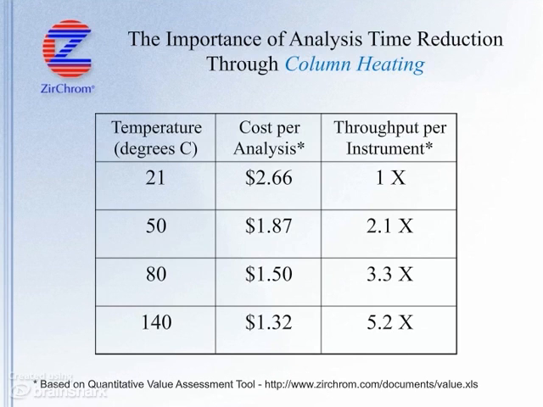Speeding your analysis through column heating not only preserves resolution, it also preserves your bottom line. Using the ZirChrom quantitative value assessment tool, we analyze the cost savings of speeding your separation using temperature. The tool takes into account labor, materials, and instrument time cost savings. As you can see, at 80 degrees Celsius, a modest increase in temperature, there are significant savings per analysis.